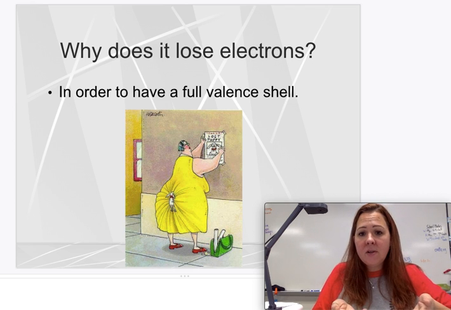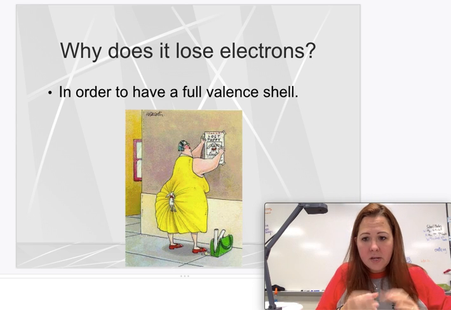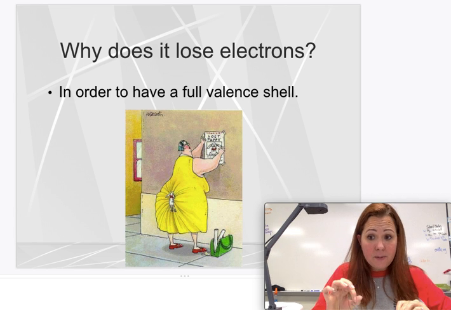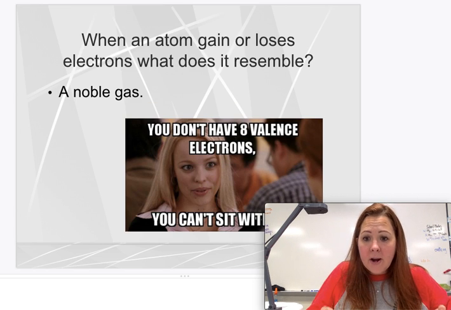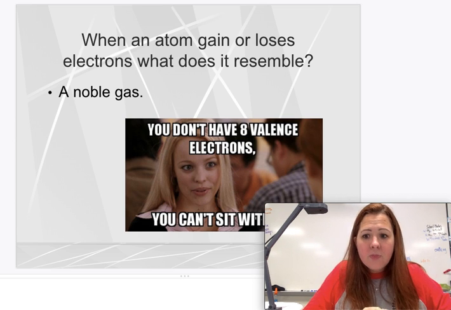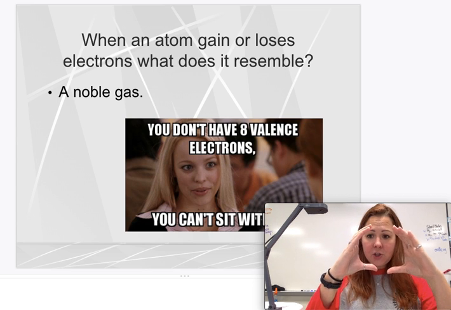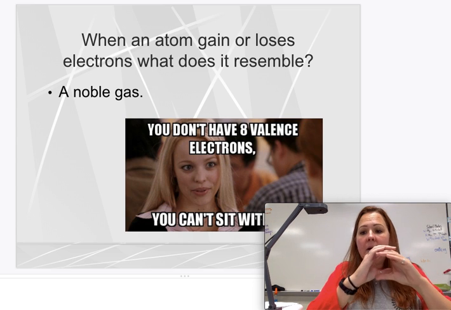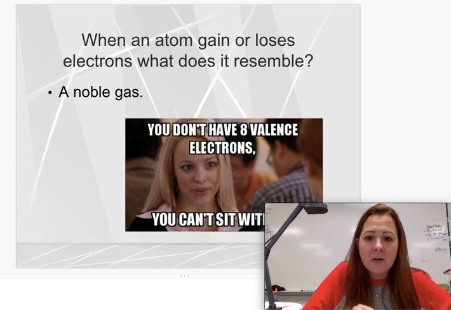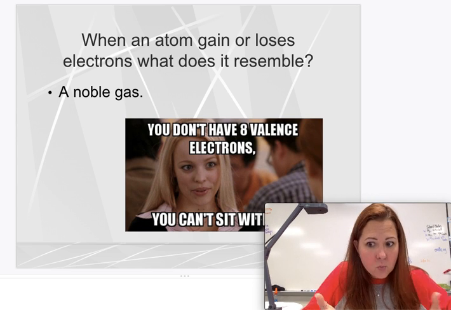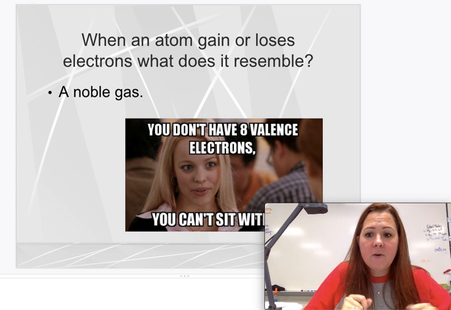So when you're losing electrons, it's just striving to get that full valence shell for stability. What it's trying to look like is the noble gas family. The noble gases have those full valence shells. Remember, they're really small because they don't want to lose any of their electrons that are on that shell. They don't react with anything. The reason why they don't react is because they have that full valence shell.